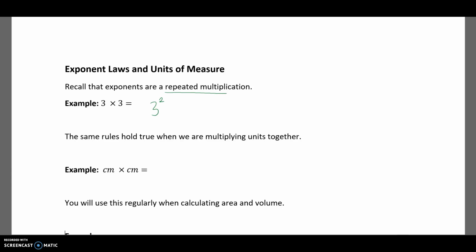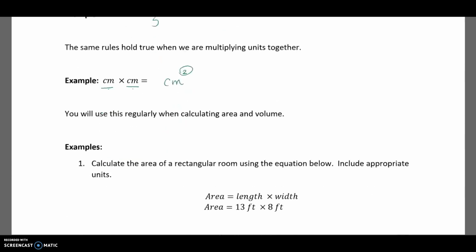This same rule holds true when we're multiplying units together. Centimeters times centimeters would equal centimeters squared. I took that same base of centimeters and multiplied it by itself 2 times. We'll use this regularly when we're calculating area, and we'll see cubed units when we're calculating volume. Let's look at a couple of examples and focus on the units.